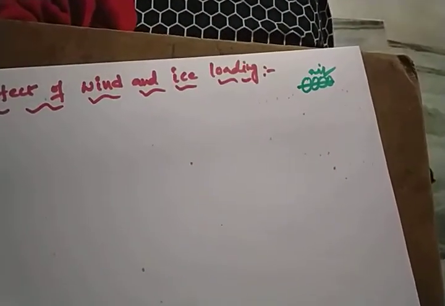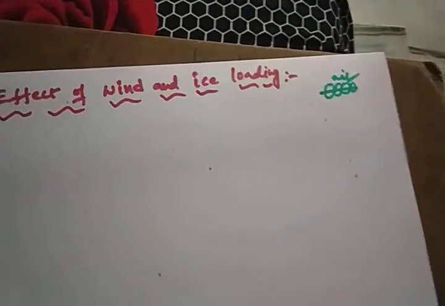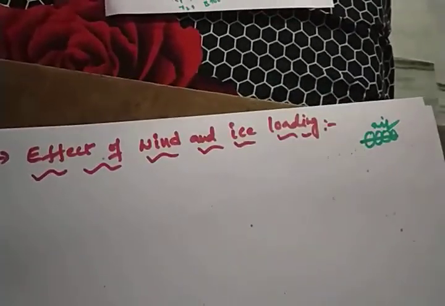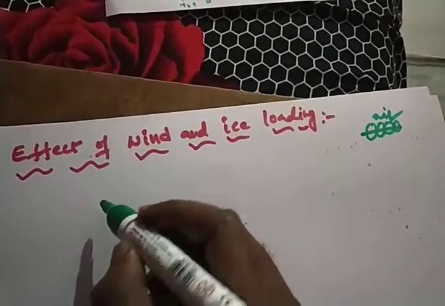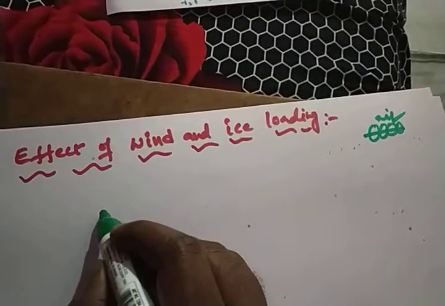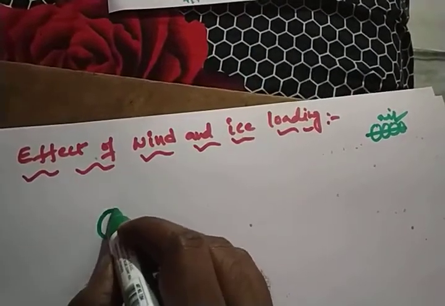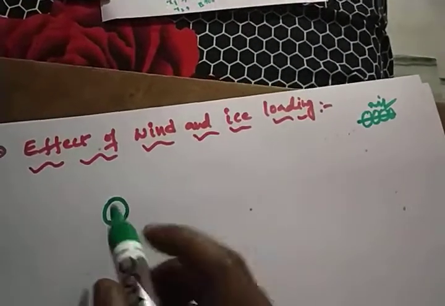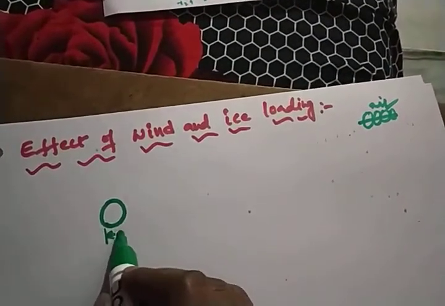Now we'll discuss what wind and ice loading on transmission lines is. Now if we consider this, this is a conductor which has a diameter D.